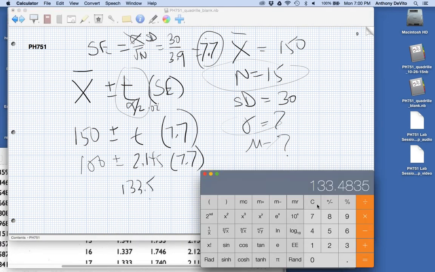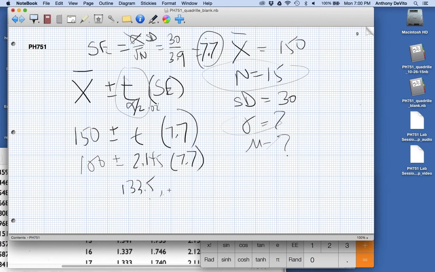And I will also add, take 150 and add my margin of error to that. Plus 16.5, it's going to be 166.5. Okay, the real trick here was to recognize when you use the t-score, when you use the z-score, and which t-score you use, and so on.